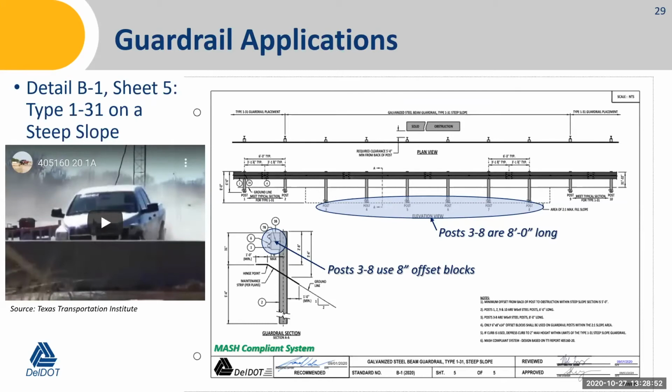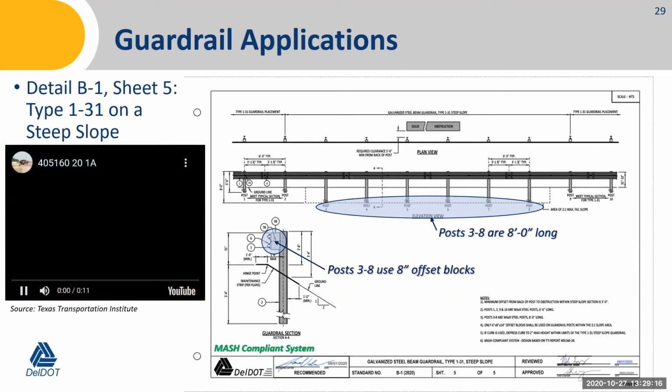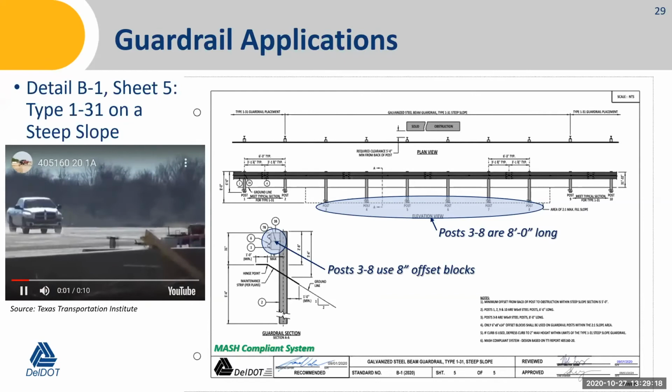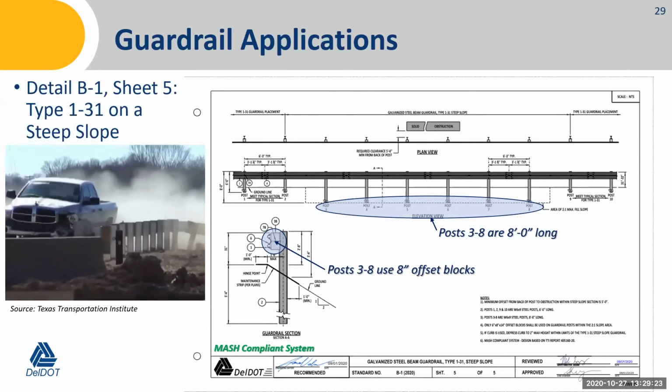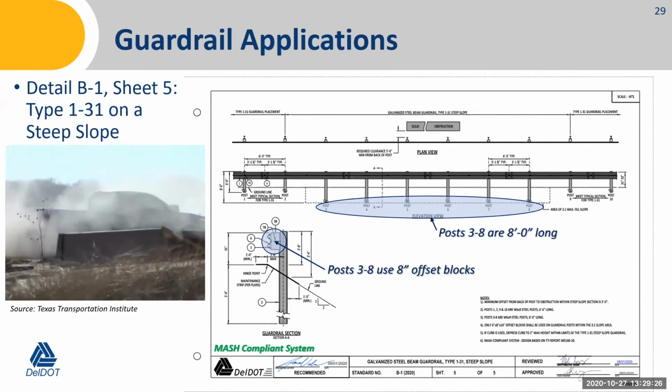Within the limits of payment for the steep slope design, the posts, which are 3 through 8 here on the detail, are 8 foot long. And on those posts, we use 8-inch offset blocks. Everything leading into and out of this system with the regular type 131 would use 12-inch offset blocks. But once we get into the steep slope design, we're using 8-foot posts and 8-inch offset blocks. Here's a quick crash test of this system, a little hard to see, but it gives an idea.